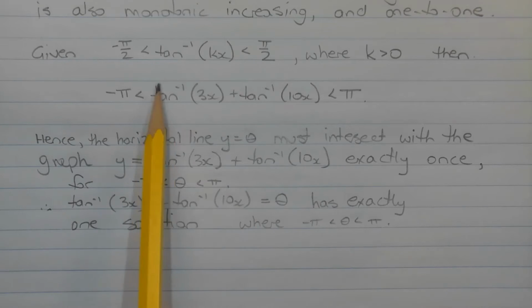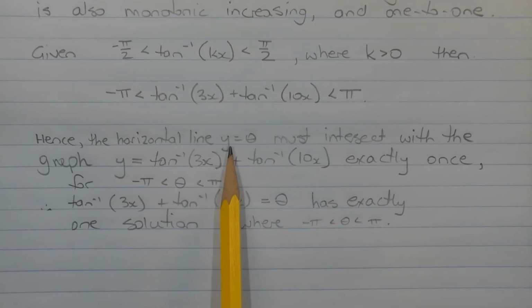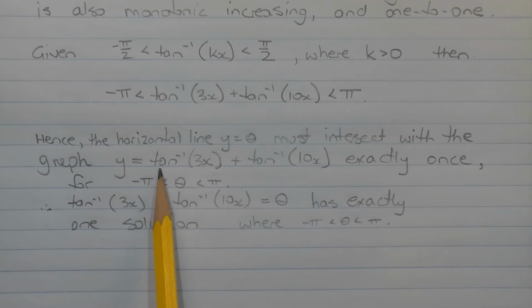And because this is monotonic increasing, the horizontal line y equals theta must intersect with the graph y equals inverse tan of 3x plus inverse tan of 10x exactly once, where theta is a value greater than negative pi and less than pi. Therefore, the equation inverse tan of 3x plus inverse tan of 10x equals theta has exactly one solution, where theta is a value greater than negative pi and less than pi.